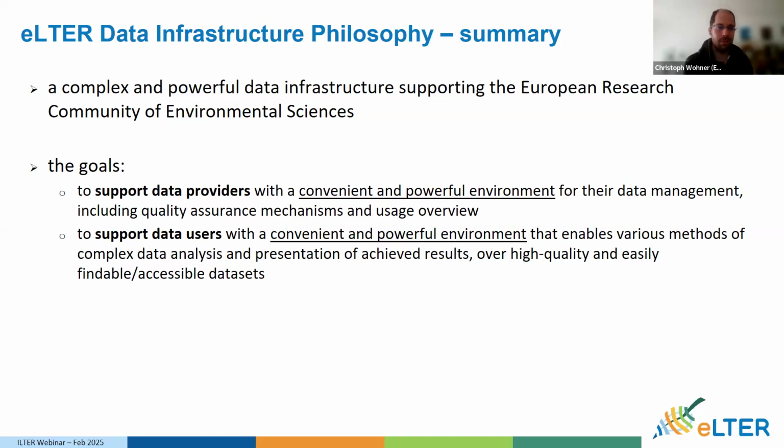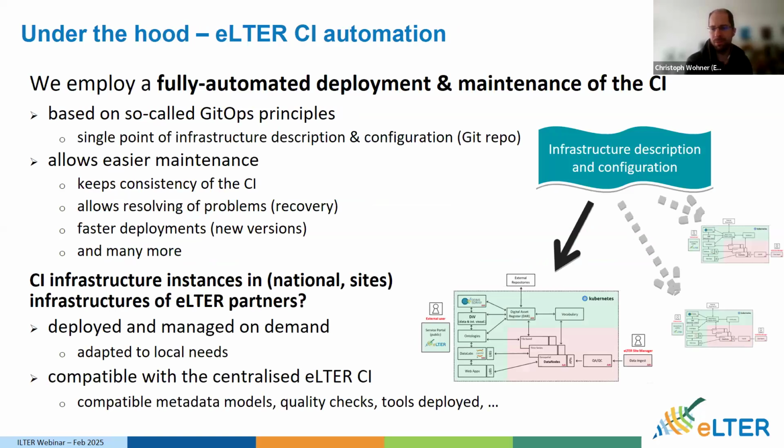This is on a more technical part of the infrastructure. It's something for the software engineers that might be in the room. We follow the GitOps principles. What we want to have is a single point of access for the infrastructure description and configuration. So we store all of the configuration in a single place. That makes it easier to maintain everything. It keeps the CI consistent. Hopefully, it also makes it easier to resolve problems faster and deploy faster, and to automate more of those steps that we have.